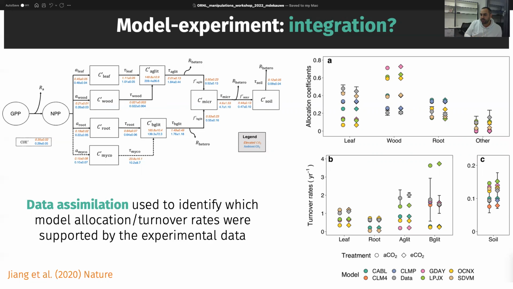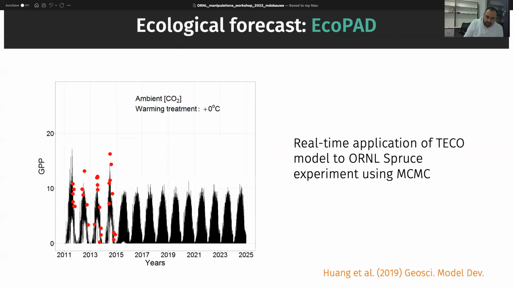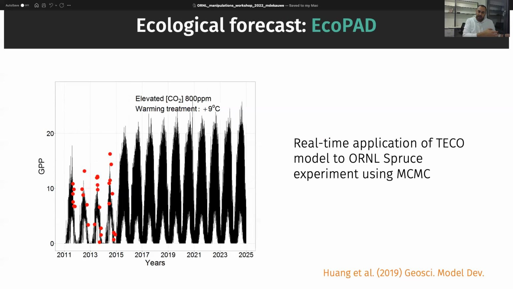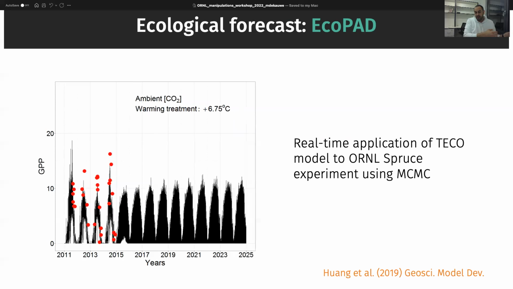And you can see if you look at the leaf one, it looks like the models were allocating not enough carbon to leaves as the experiment, in their predictions before the experiment. So this is a powerful integration between data and modeling by using data assimilation. Okay, so that's still after the experiments happen.